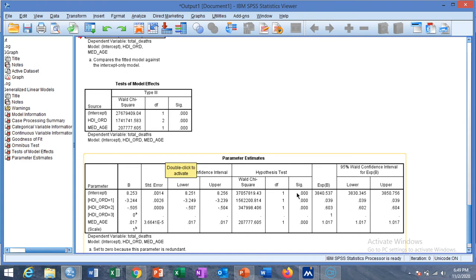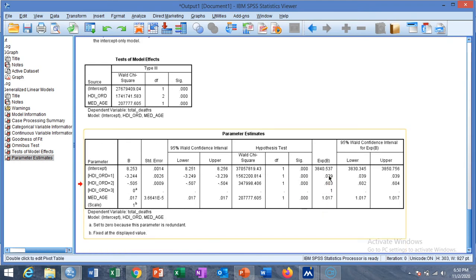All the three variables show significant effect on the dependent variable, that is number of deaths, and these are the exponentiated coefficients. The value of exponentiated coefficients shows the effect of, or the percentage change in, the dependent variable with a unit change in the independent variable.